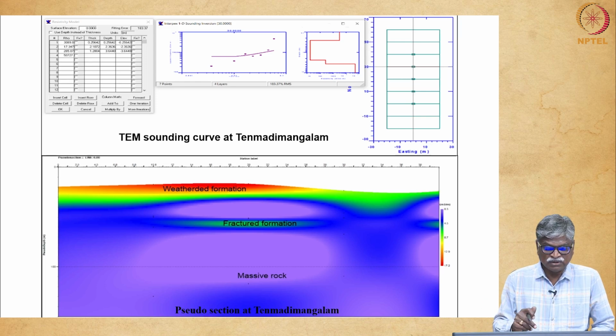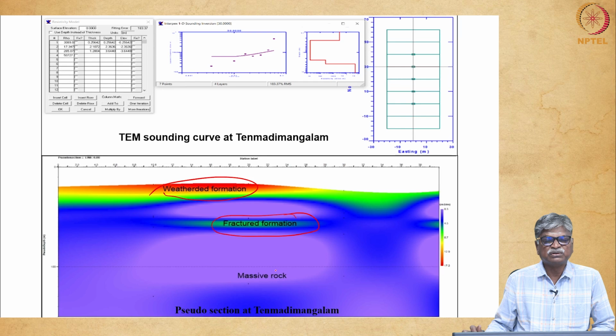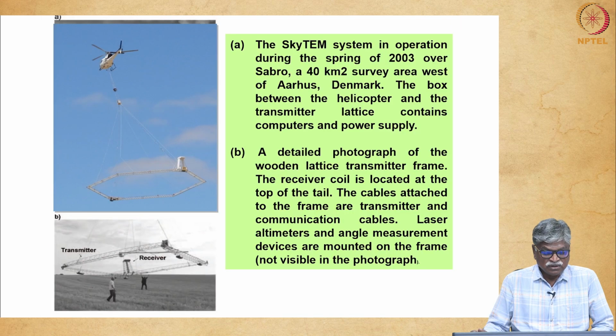This is also a coastal area only, but there is no saline, only weathering you will get. Then there is one fracture also we got. Then massive also we got from ground temp. This is the high temp. What I told you in the previous slide, the same thing.